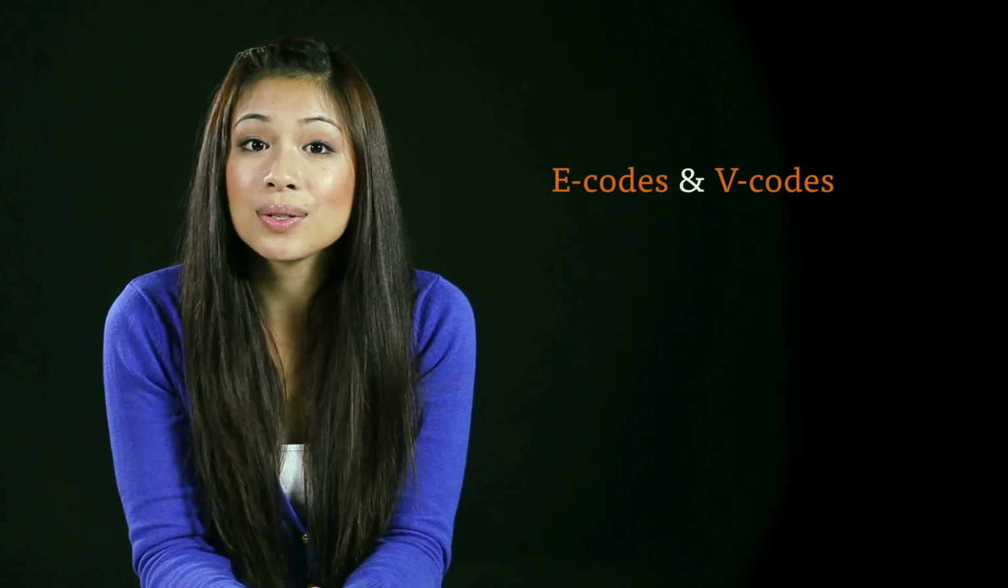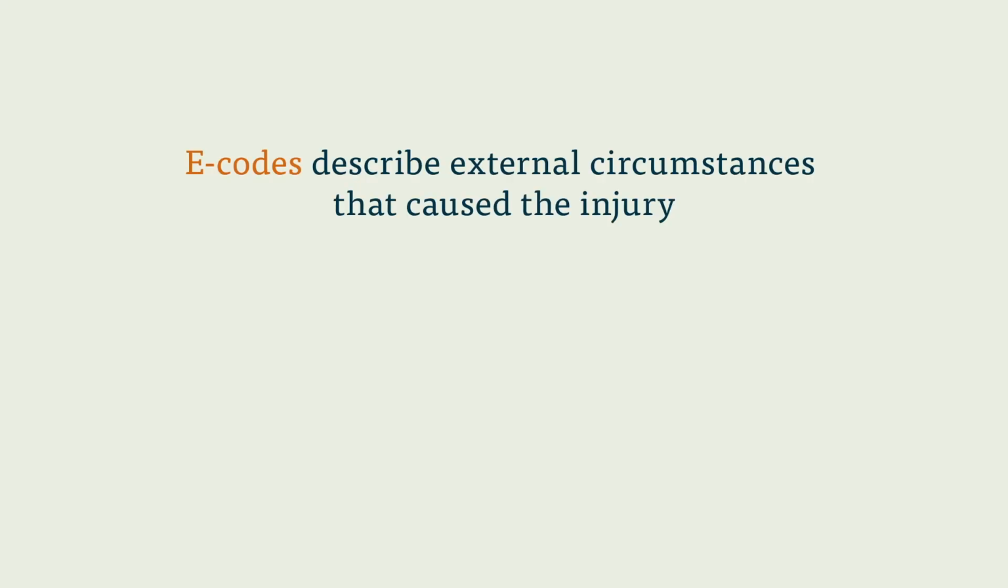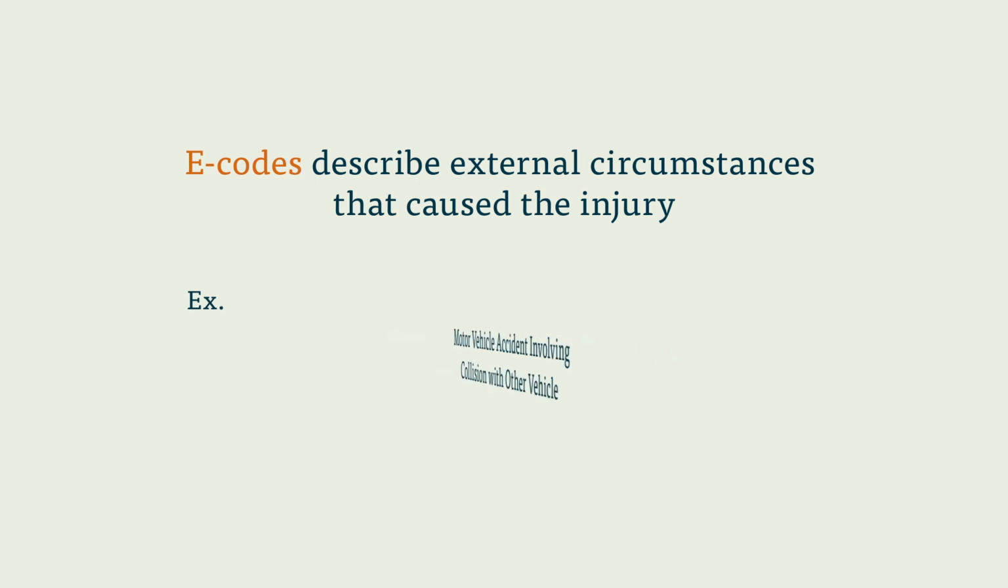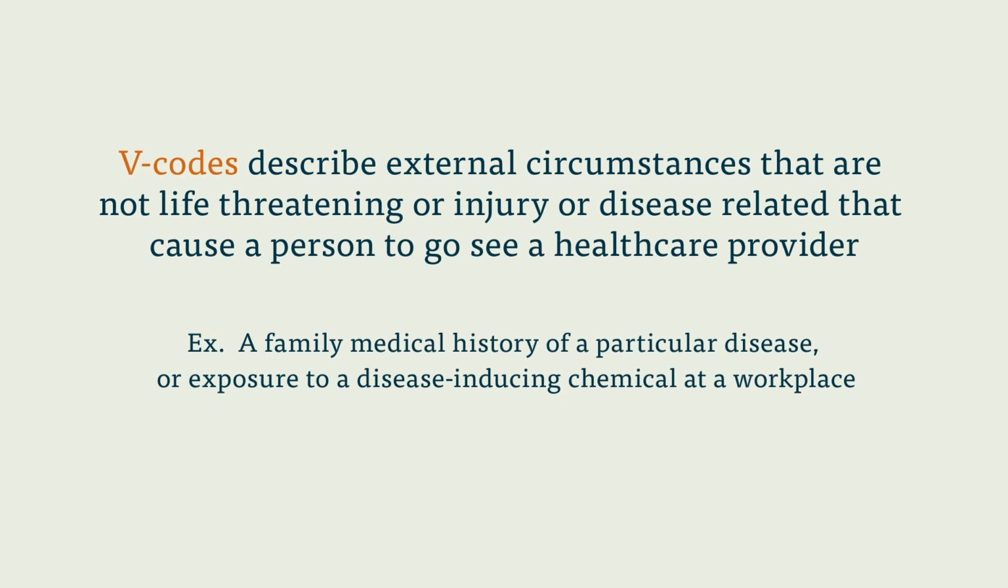These are called E codes and V codes, as they begin with those letters. E codes describe external circumstances, such as car accidents that cause the injury. E codes are the only ICD-9-CM codes that have a letter and then 3 digits in the category. V codes, on the other hand, describe external circumstances that are not life-threatening or injury or disease-related that nevertheless cause a person to go see a healthcare provider. One such example would be a family medical history of a particular disease, or exposure to a disease-inducing chemical at a workplace.